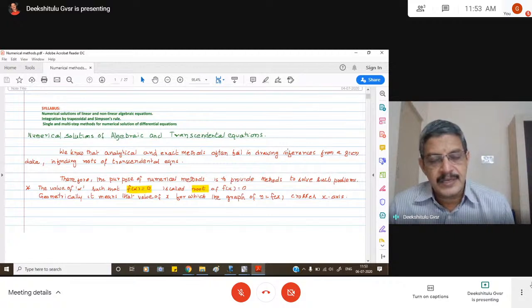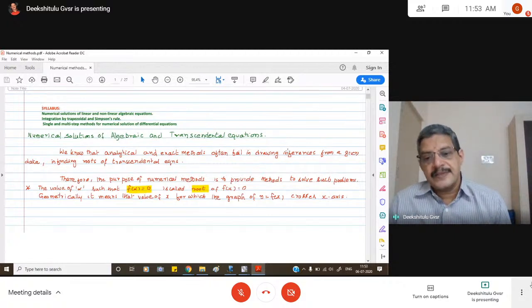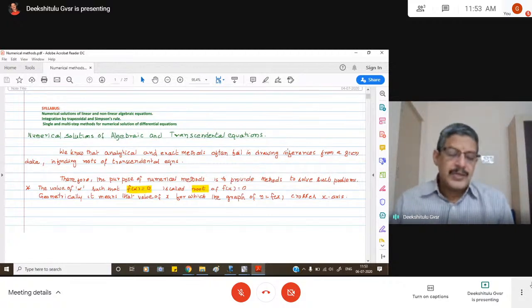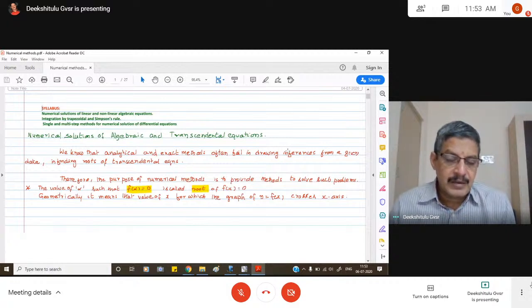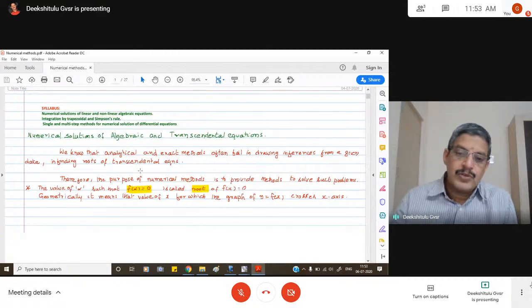The graph must cut the x-axis. Okay, so geometrical sense, root of an equation f(x) = 0 is nothing but the point at which the function, or the graph of the function, crosses the x-axis. That is what we mean by root geometrically.